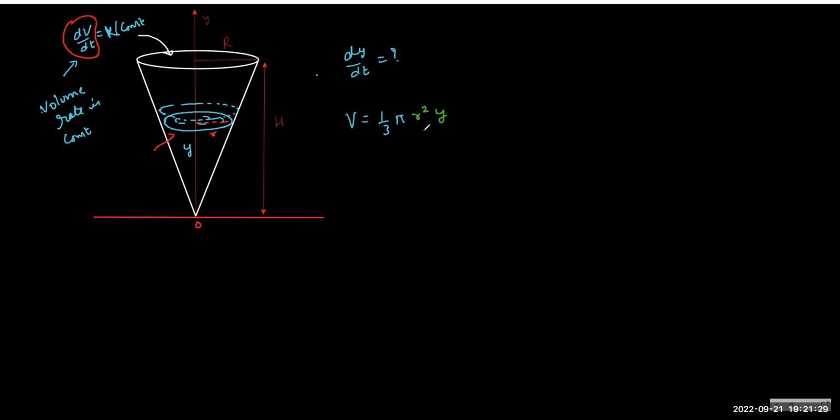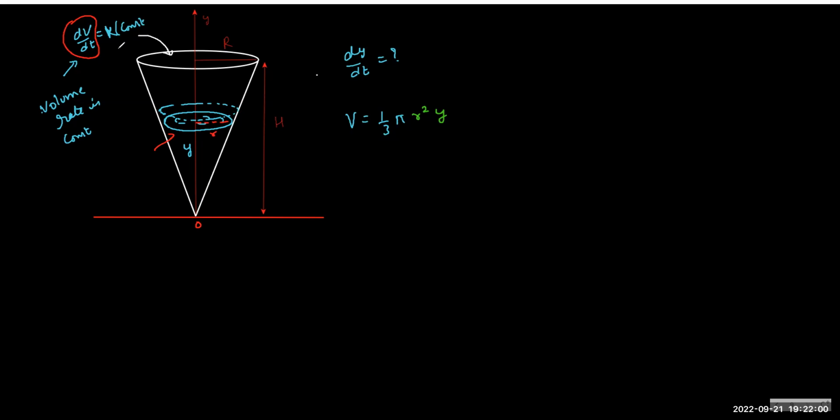Is r constant or variable? Variable. Is y constant or variable? Variable. So when you get a function, because volume is a function of r and y, with more than one variable, what do we try to achieve? We try to relate those two because we want just one variable at the end. That is the thought process. The moment I get two variables, I will try to eliminate one of them.